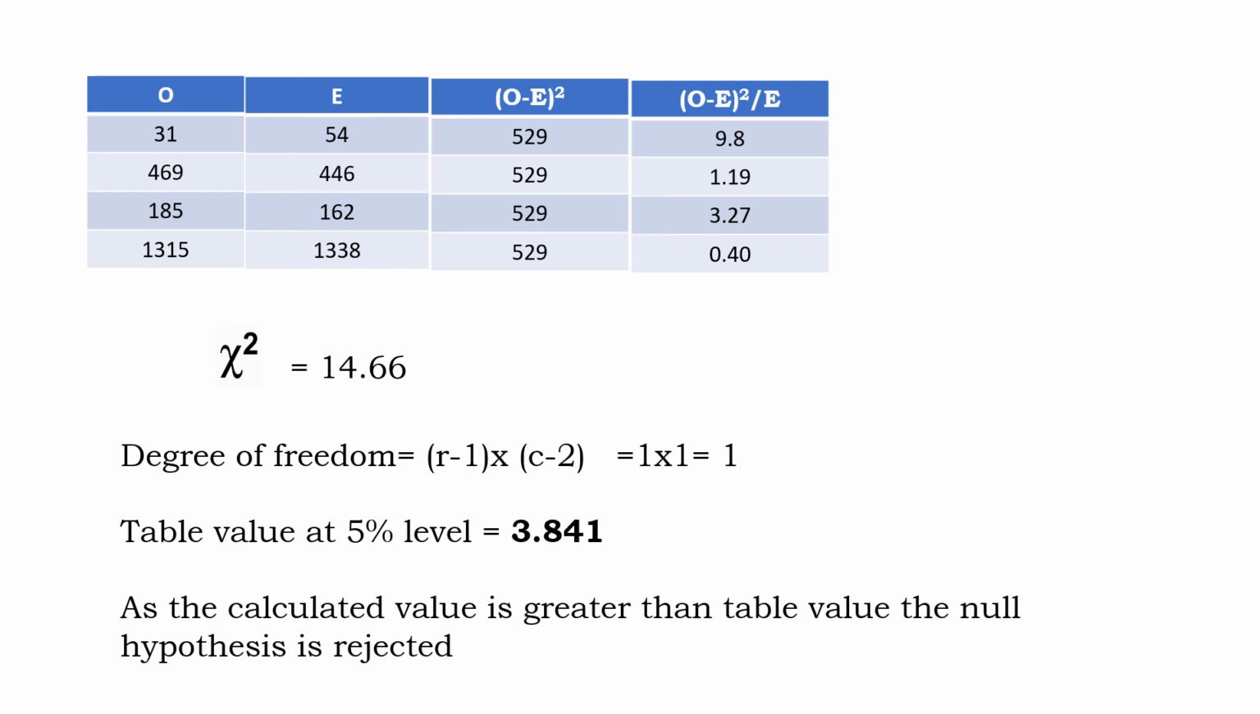When will you accept the null hypothesis? You can accept a null hypothesis only if the calculated value is less than the table value. Here, as the calculated value is more than the table value, the null hypothesis is rejected. Do more problems related to independence of attributes so that you will become familiar with finding expected frequencies and finding the table values. If you have any doubts, please do clarify.